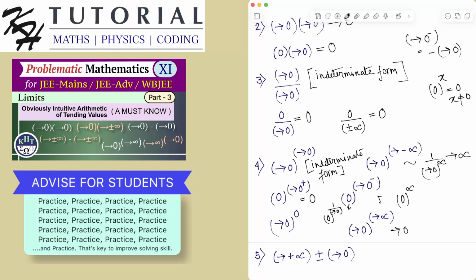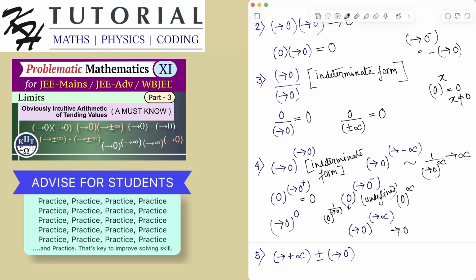Now please let me know, I could be wrong with some results. If that happens, then please feel free to let me know in the comment section. I will appreciate that. So exact 0 raised to the power a value which is tending to 0 negative is undefined.